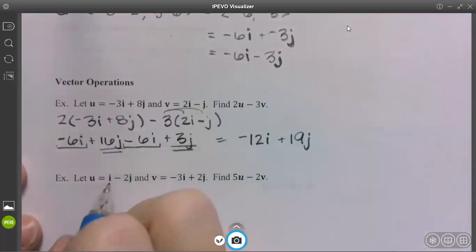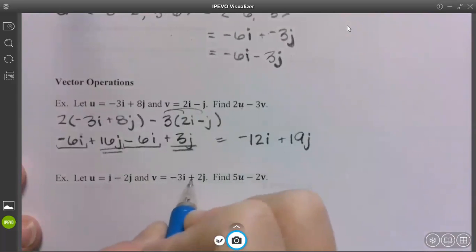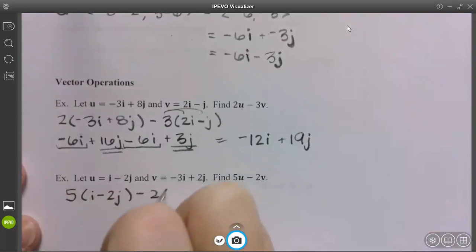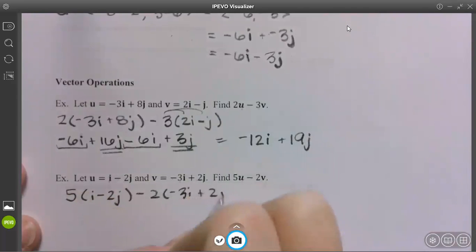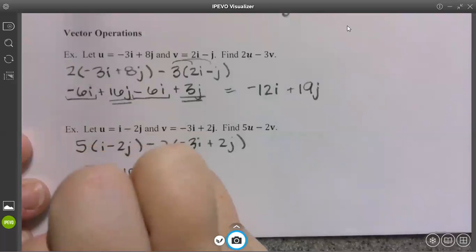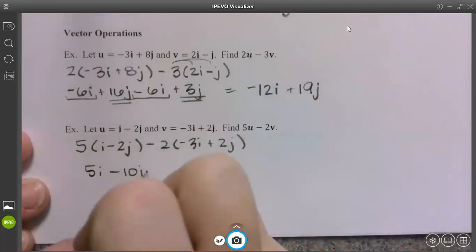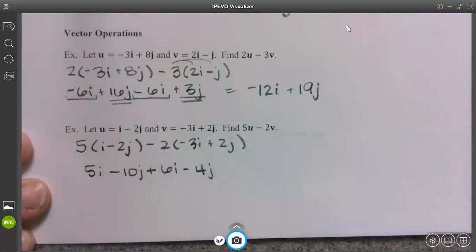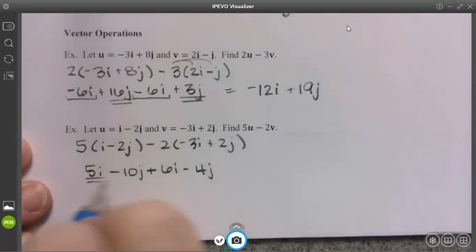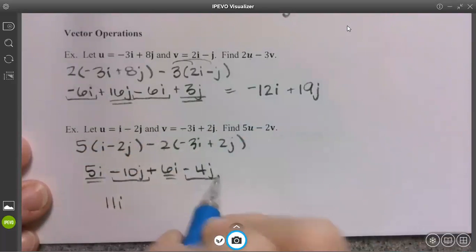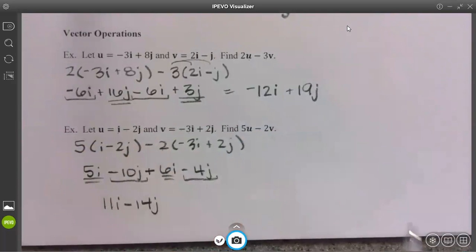Okay. Let U equal I minus 2J. V is negative 3I plus 2J. Find 5U minus 2V. So 5U minus 2V. Distribute, you get 5I minus 10J. Negative 2 times negative 3 is a positive 6I. Negative 2 times 2 is negative 4J. Add your like terms. 5I plus 6I is 11I. And then negative 10 minus 4 is negative 14J.